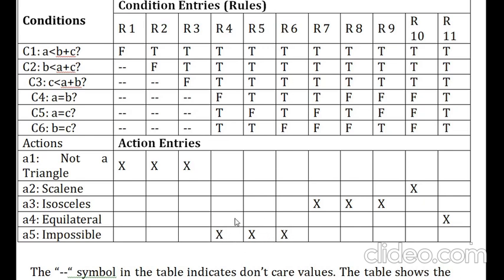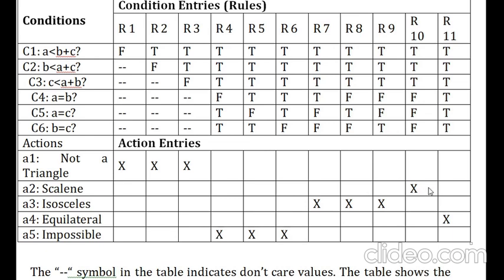So there are three impossible cases here. Come to the first one: R1, R2, R3 are the not a triangle cases. There are three cases. R4, R5, R6 are the impossible cases. R7, R8, R9 are the isosceles triangles.